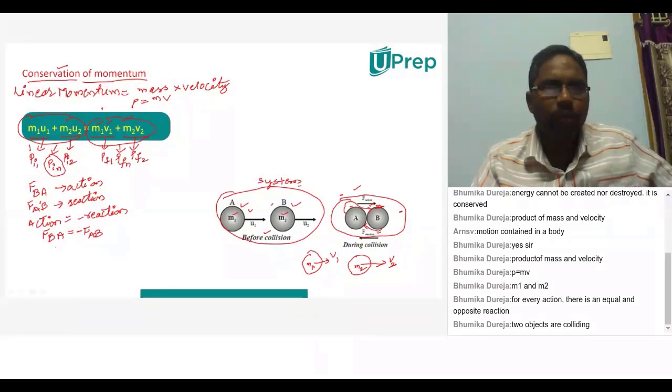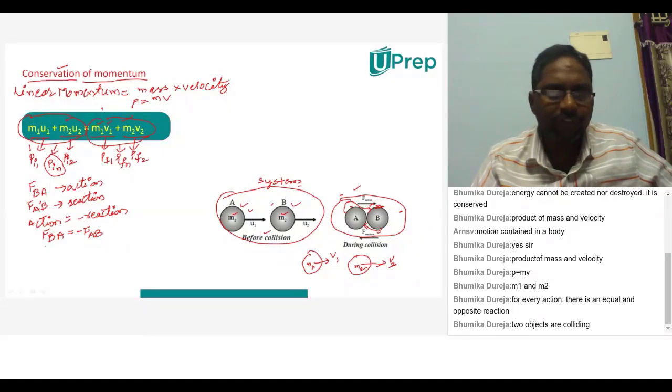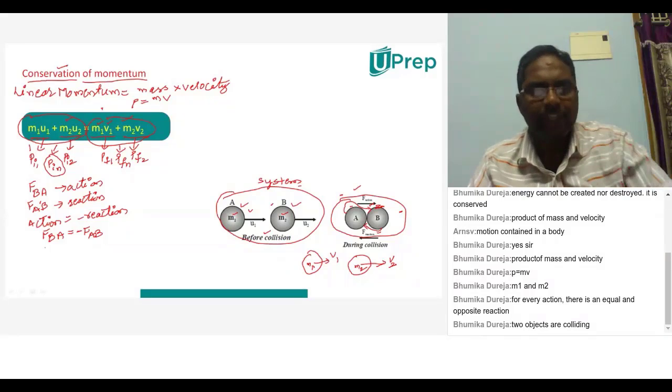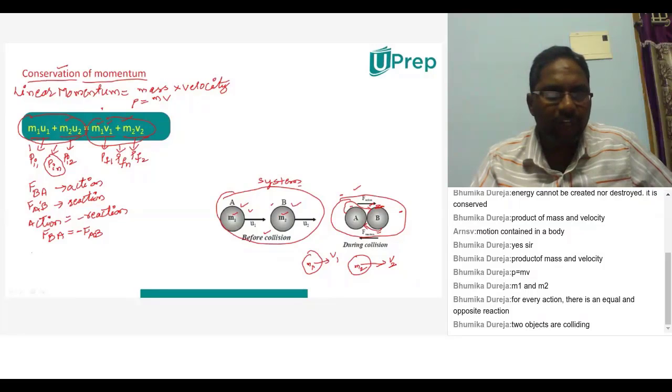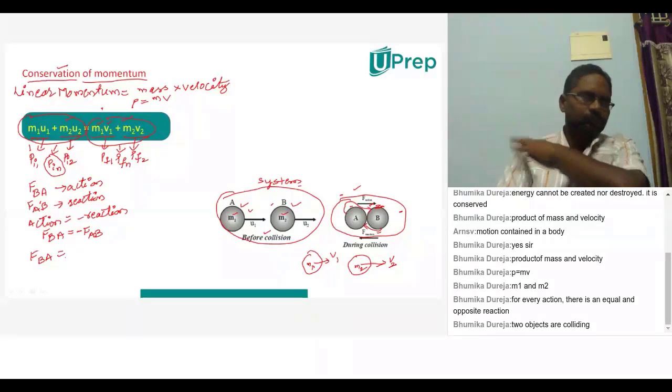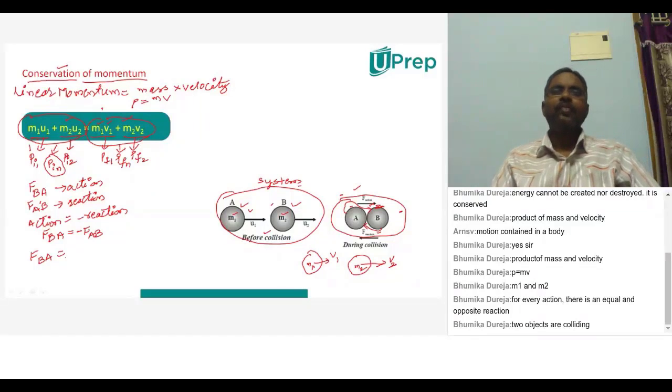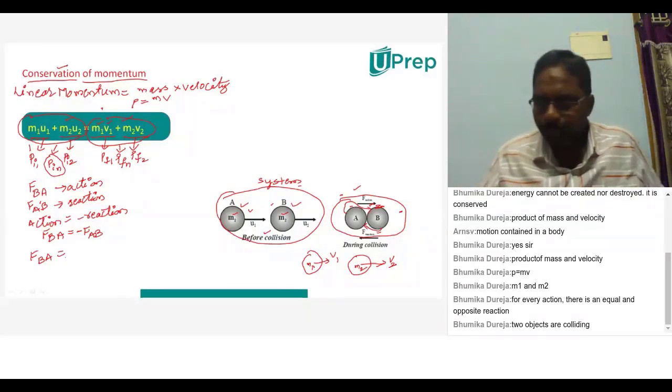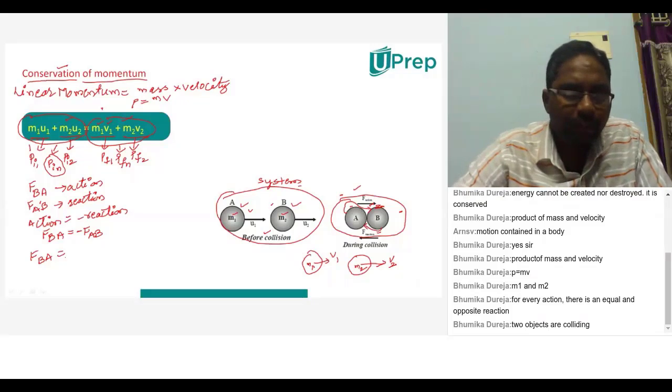Now to derive this particular law of conservation of momentum equation, you have to write the value of FBA and you have to write the value of FAB. Now tell me what will be the FBA value. Tell me, Arnav, what will be the FBA value? M1U1 plus M2U2. FBA means what? Tell me in your words, sir. What is FBA? Final initial momentum.